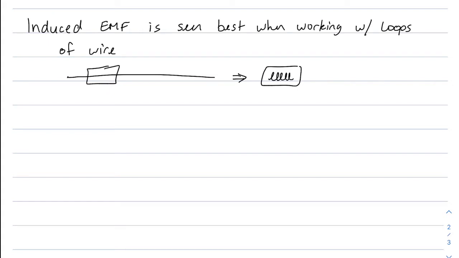So many of our applications that use this process of induced EMF will coil up the wire just so that we can have our changing magnetic field affect a larger amount of wire, which will create a larger current. Okay? And the whole process by which this is happening is something called Lenz's law.